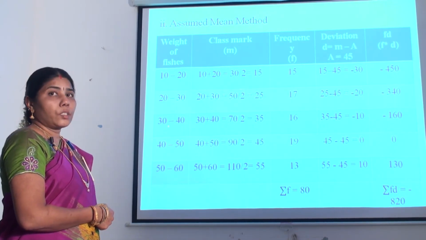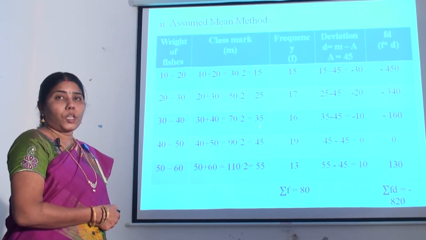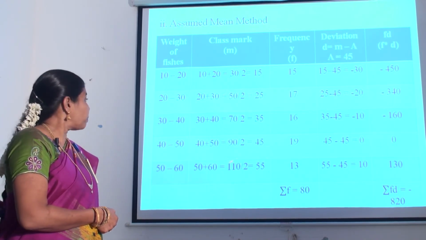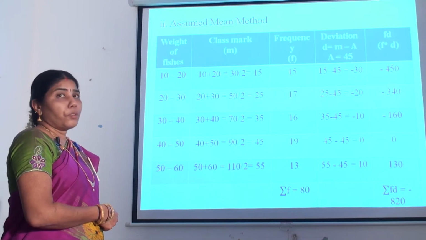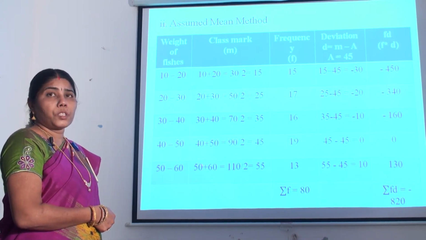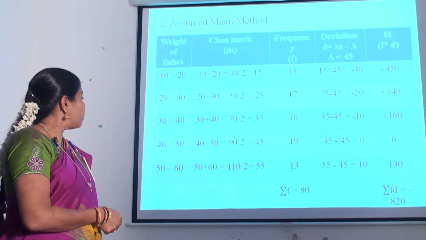In the fourth class 40 is the lower limit and 50 is the upper limit. 40 plus 50 is equal to 90 divided by 2 is equal to 45. In the fifth class 50 is the lower limit and 60 is the upper limit. 50 plus 60 is equal to 110 divided by 2 is equal to 55.